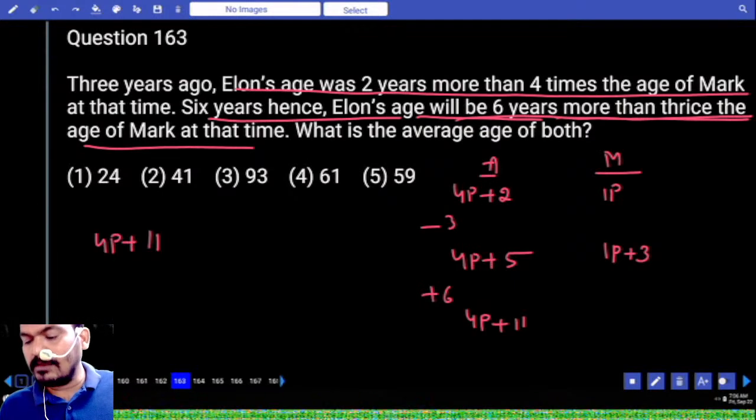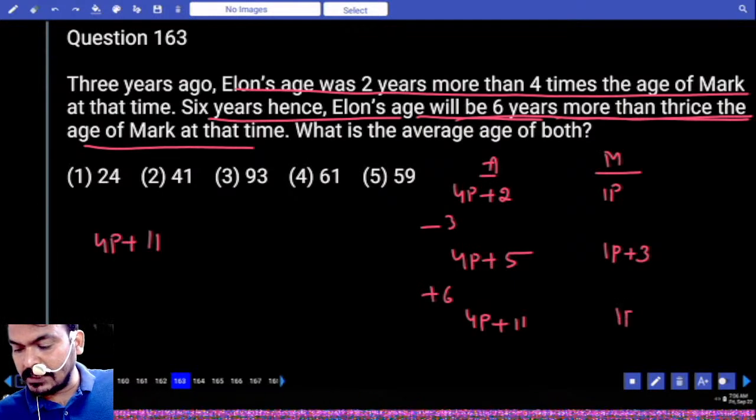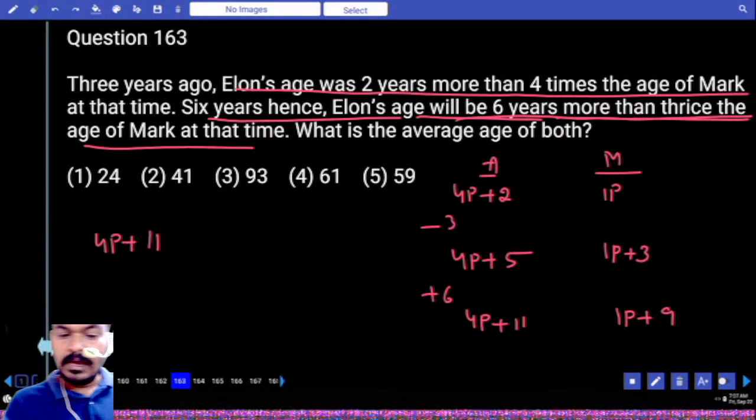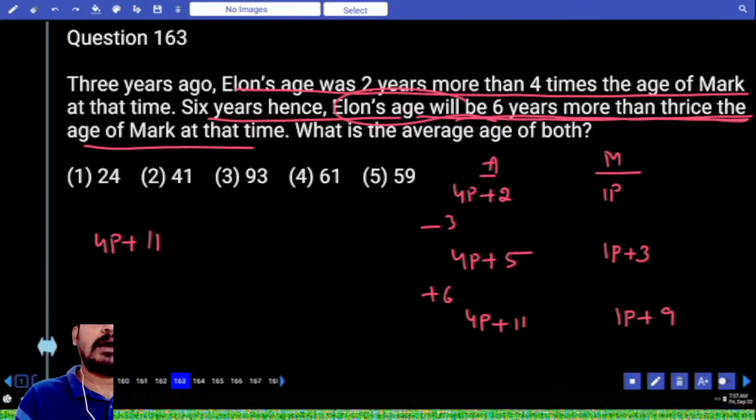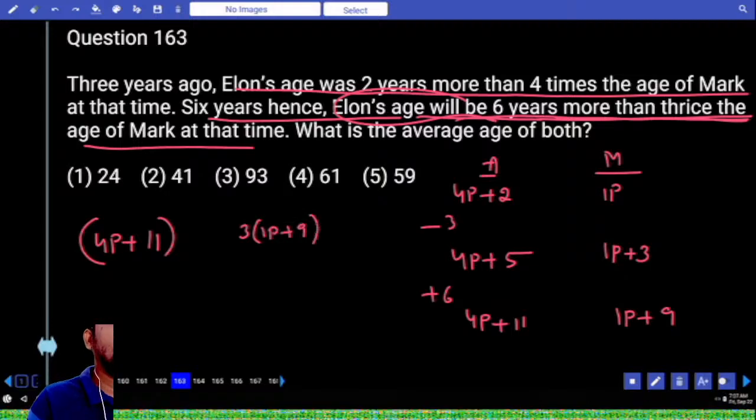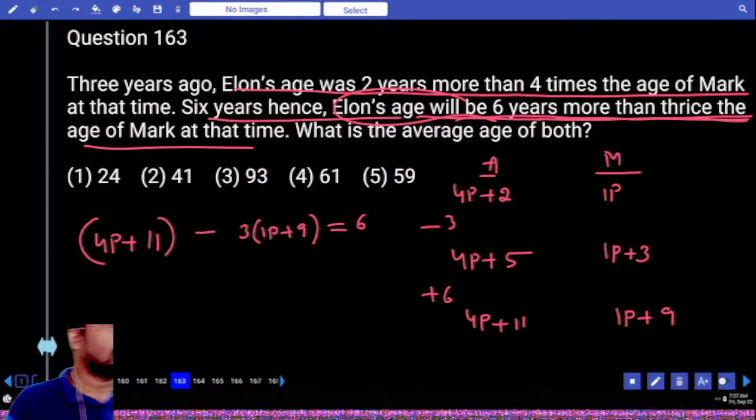What is the Mark value? 1 part plus 3. After 6 years means 1 part plus 9. After 6 years, Alone's age will be 6 years more than thrice Mark's age at that time. Means 4 parts plus 11 compared to 3 times Mark's age, 1 part plus 9. These two differ by how many years? 6 years. Okay.